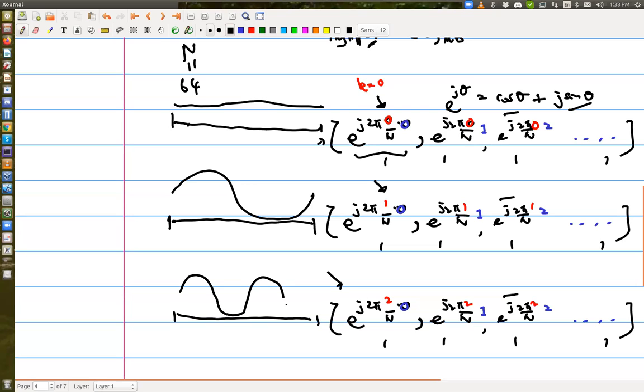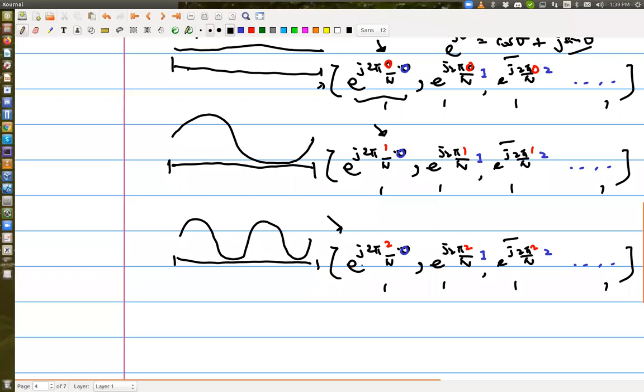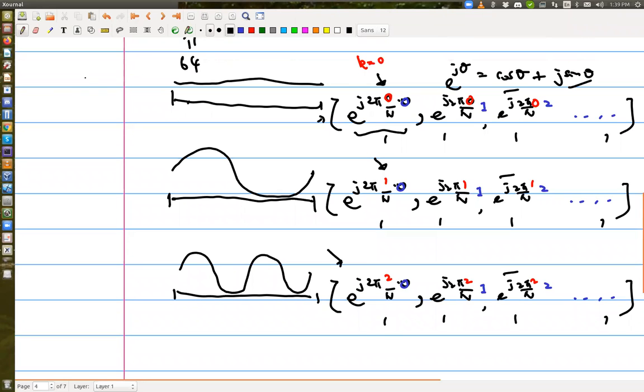I just have, like last time, a signal that has high frequency, where you can have more cycles packed into the signal of length n. And know that, let's say I call this V0, and V1, and this V2, and so on.